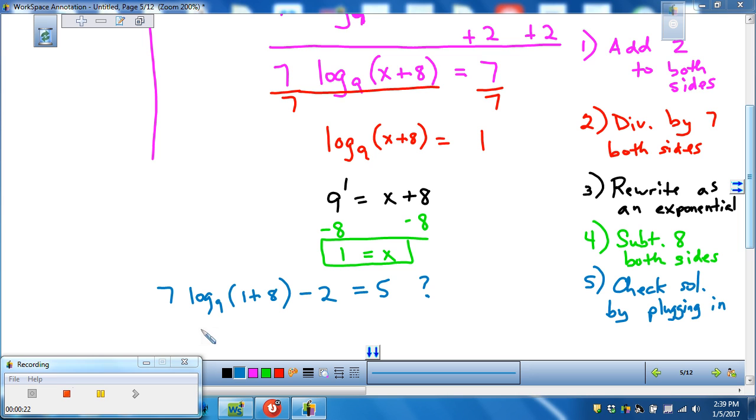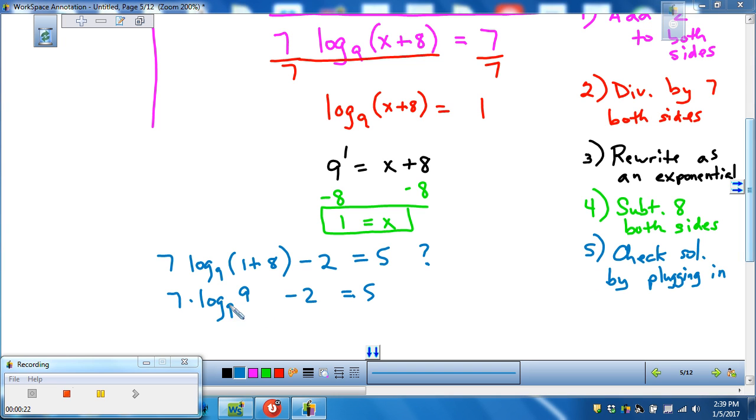Well, 1 plus 8 is 9, so we have 7 times log base 9 of 9, take away 2 equals 5. Log base 9 of 9, since we've been practicing our number sense, is 1. So we've got 7 times 1, take away 2, and does that equal 5? Yes, that does. So it checks, so yay, it's right. Go ahead and record this. I'm going to hit pause, and then we'll pick up with our next example.